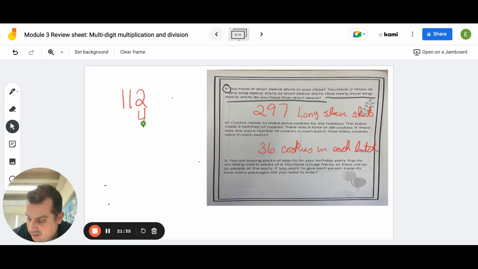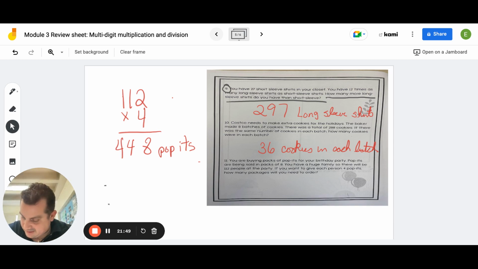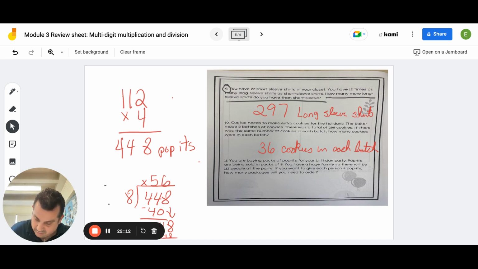112 people. I want to give each person 4 Poppets. So I'm going to multiply the 112 people by 4. That's 448 Poppets. Okay? But they're sold in packs of 8. So if they're sold in packs of 8, I need to take 448 and divide it by 8. 8 can't go into 4, but 8 can go into 44 5 times. 8 times 5 is 40. Subtract, get 4. Bring down the 8. 8 goes into 48 6 times with nothing left over. You will need 56 packages.